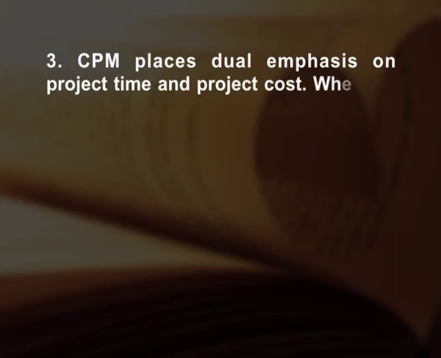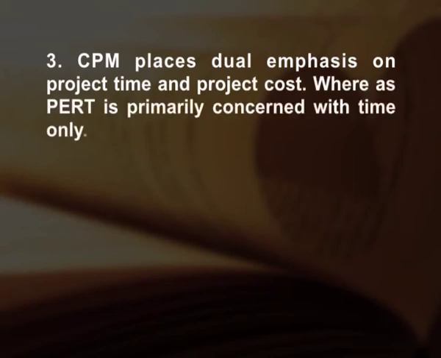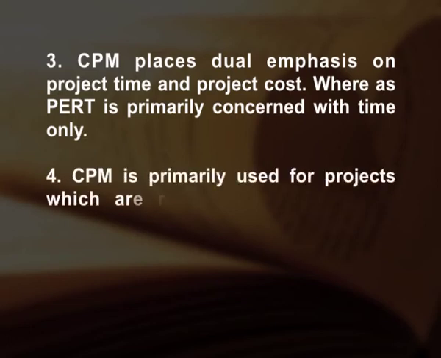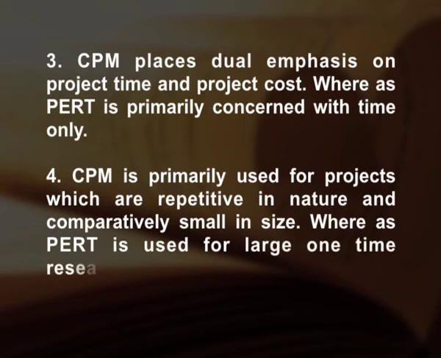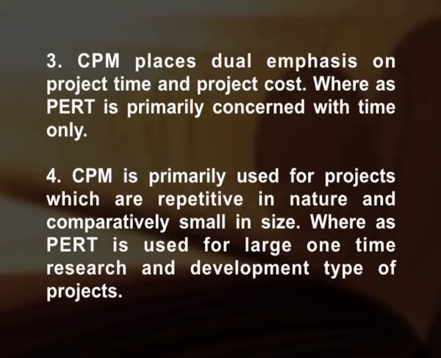Third one, CPM places dual emphasis on project time and project cost, whereas PERT is primarily concerned with time only. Fourth one, CPM is primarily used for projects which are repetitive in nature and comparatively small in size, whereas PERT is used for large one-time research and development type of projects.